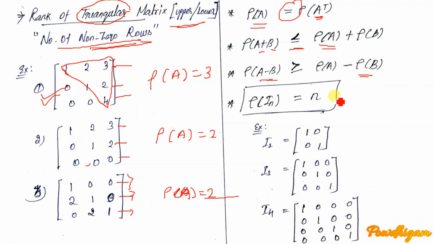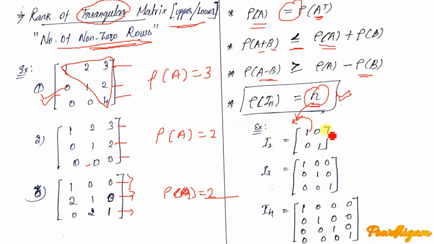Okay, and another important point is the rank of the identity matrix. If it is of nth order, it may be 2 cross 2, 3 cross 3, any order, the rank is equal to n. And we can easily define this by the diagonal matrix also. This is nothing but a diagonal matrix, right? Only the diagonal elements are non-zero, and these are all 1, so the rank is n. That is the reason another definition is the identity matrix.